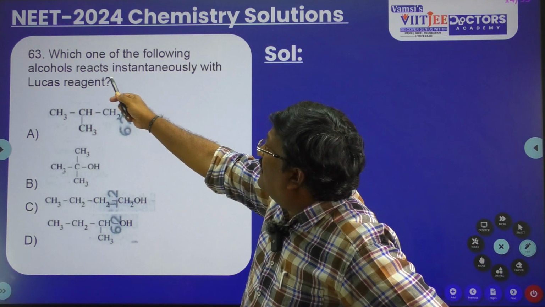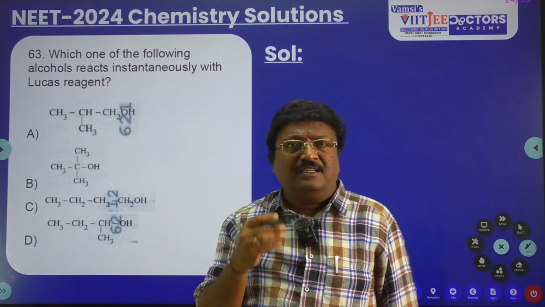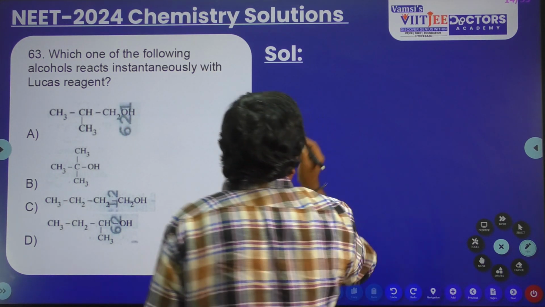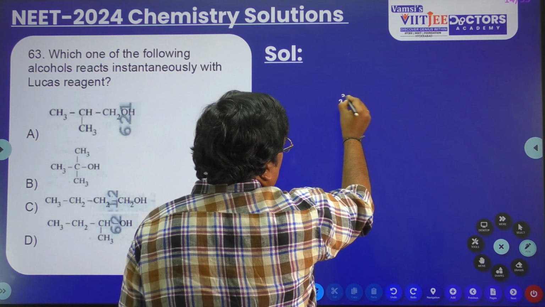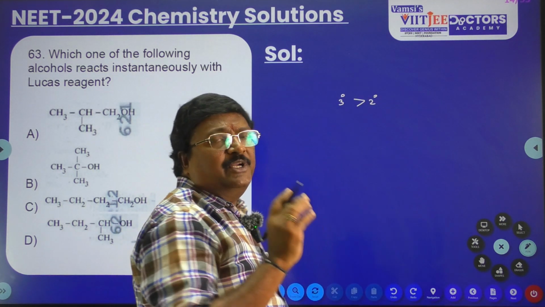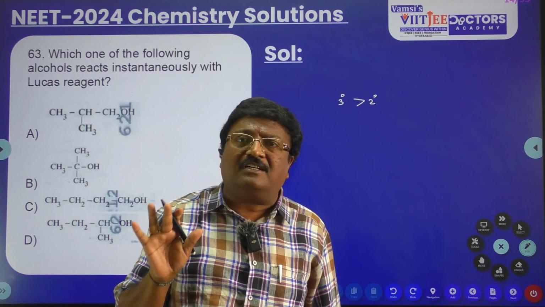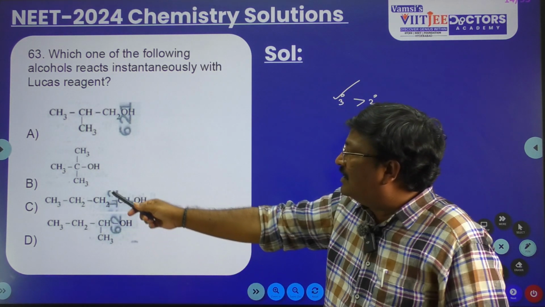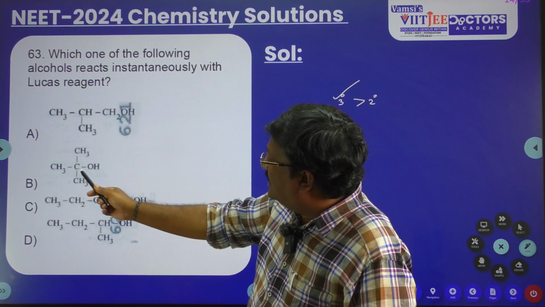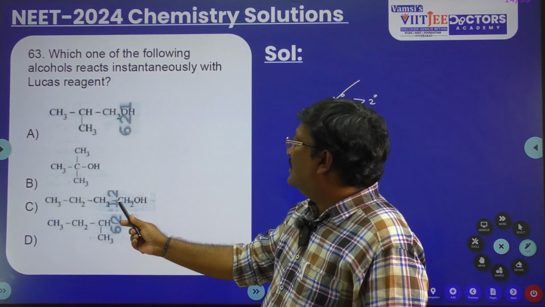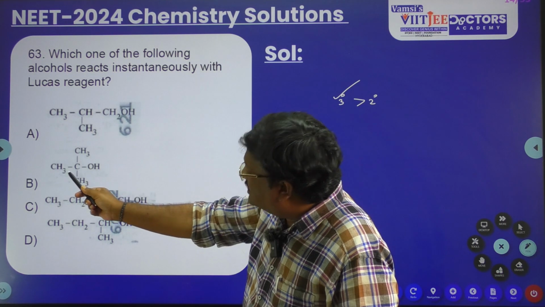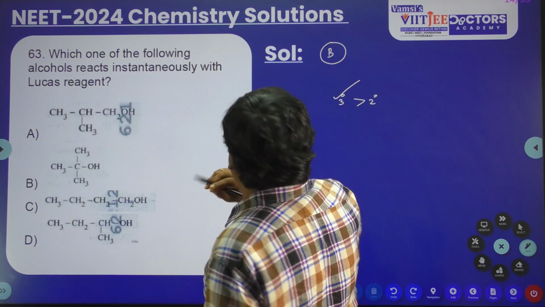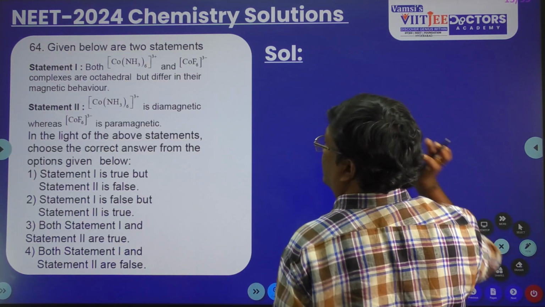And next question, here 63. Which of the following alcohols react instantaneously, meaning suddenly, with Lucas reagent? The order of reactivity towards Lucas reagent is tertiary greater than secondary. Even primary cannot react with Lucas reagent at room temperature. Thus the answer should be tertiary alcohol. Where is the tertiary alcohol? We have to check. Here it is primary, it is tertiary, and here again it is primary. Our answer should be tertiary. So the answer is B here.